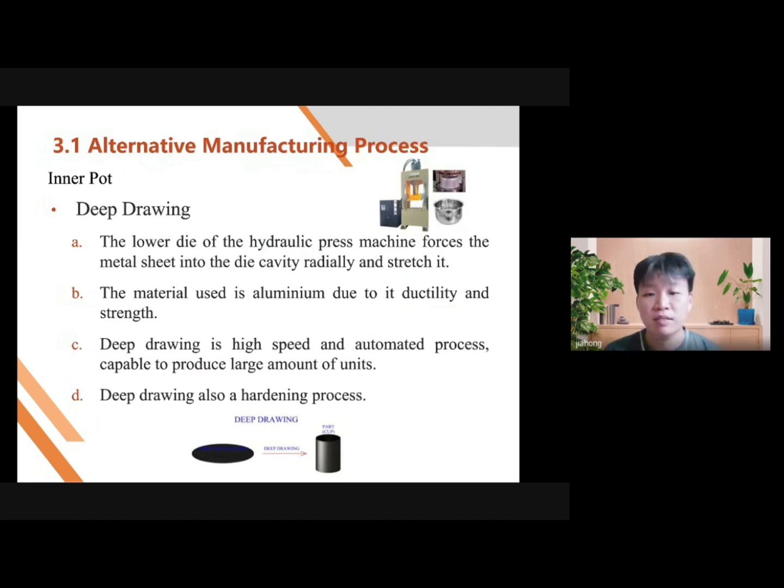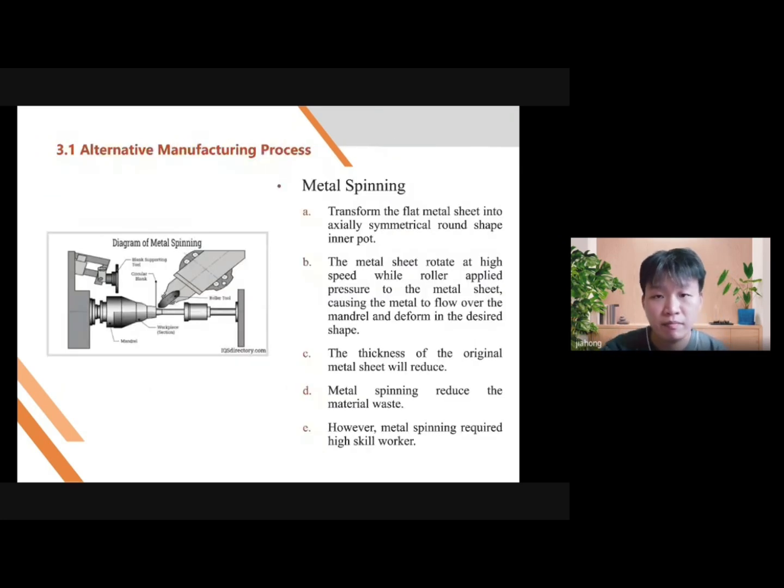Moreover, aluminium doesn't become brittle under cool conditions. So the deep drawing process is widely used in industry since it has a lot of benefits. The first one is that deep drawing is suitable for mass production. So we can produce thousands of identical units at a fast rate, and the deep drawing process is automated. Besides, deep drawing is also a strain hardening process that increases the yield strength of the metal sheet. Next, let's look at the metal spinning process.